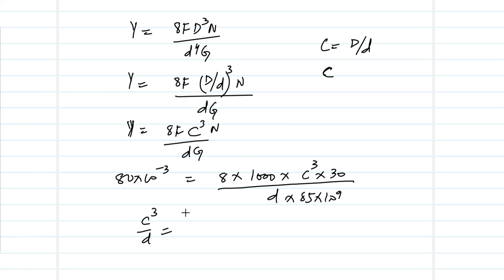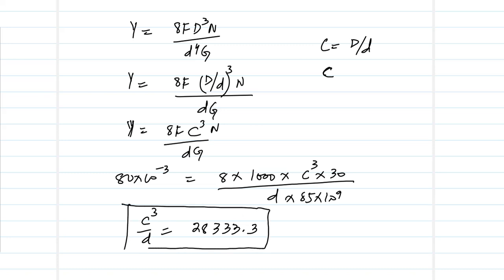Okay, so C cube over D is 0.08 into 85 exponent 9 divided by 8 into 1000 into 30. So C cube over D is 28333.3. Now this is the formula. Now there are two ways to do it.